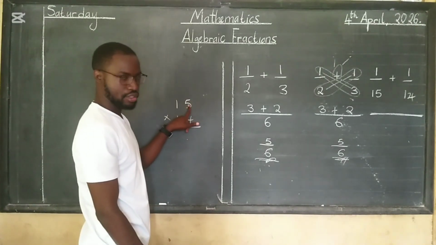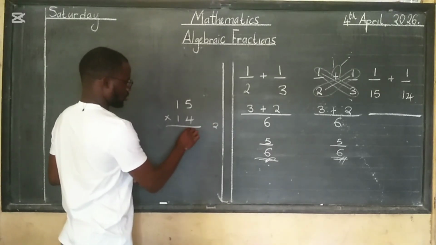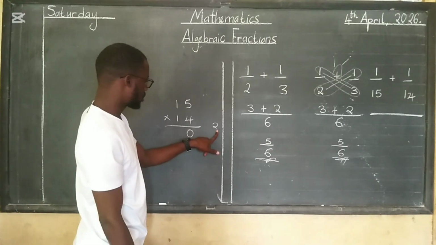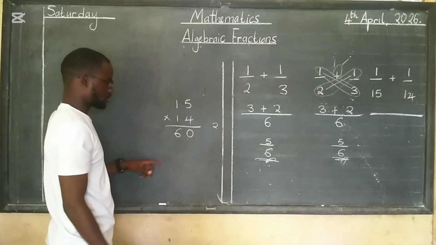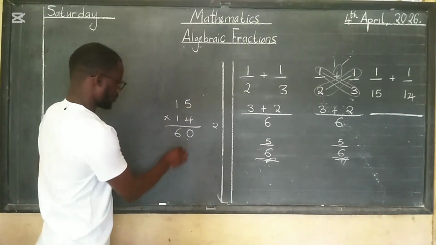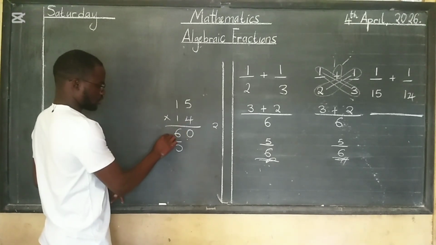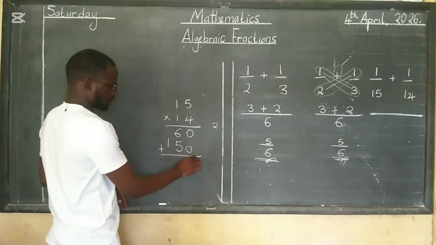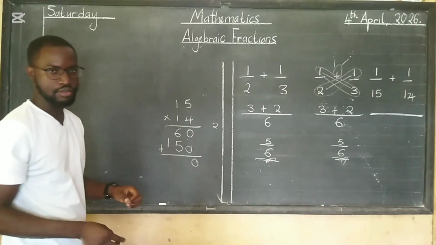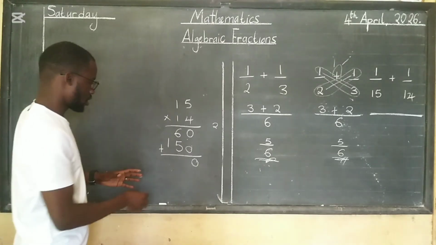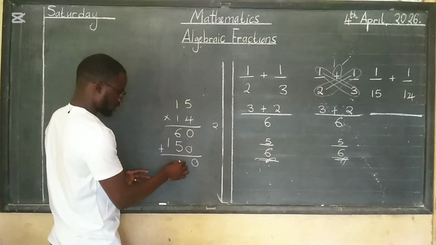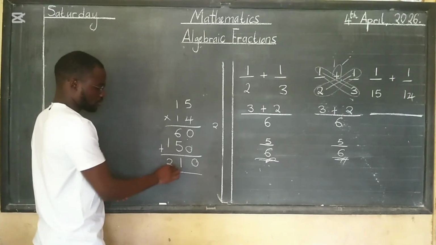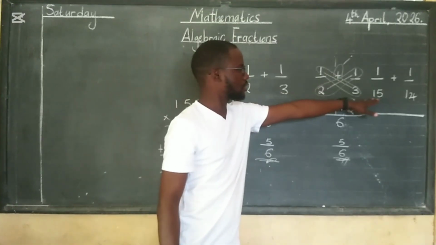If we come here, 15 by 14. 4 times 5 is 20, so this is 0 carry 2. Then 4 by 1 is 4, plus 2 is going to give us a 6, so 60. Then this by this is 5. This by this is 1. Then when we add, this plus this is 0. Then 6 plus 5 is obviously going to give us 11. Then carry the 1 plus 1 is 2, so 210. So 15 times 14 is 210.